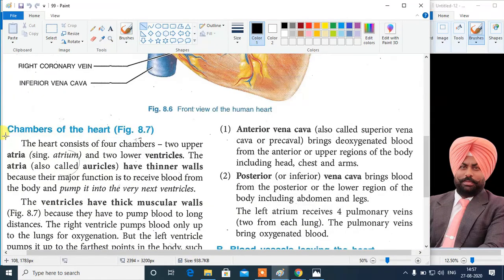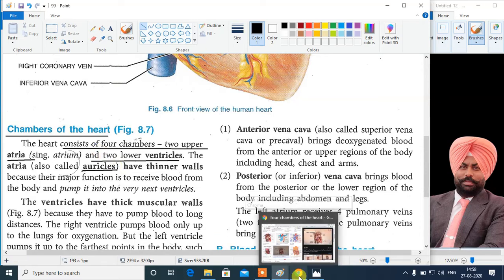Moving on further, let's discuss the different parts of the heart, the different chambers of the heart. In total, there are 4 chambers of the heart. 2 are in the upper position and 2 in the lower position. The upper chambers are called atria, also called auricles, and the lower chambers are called ventricles.